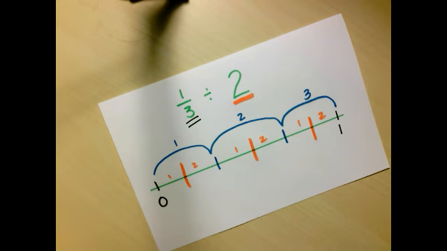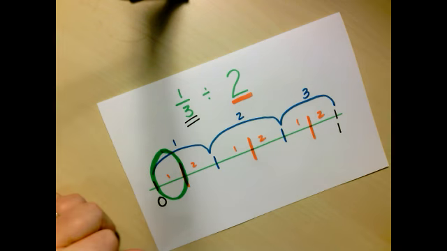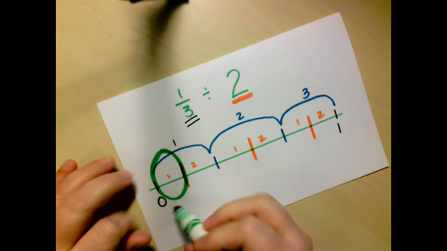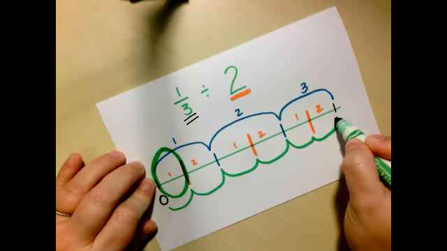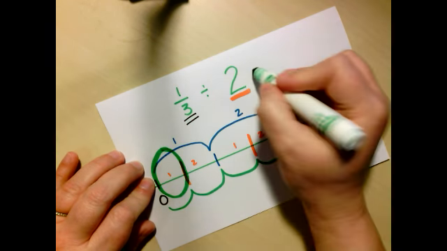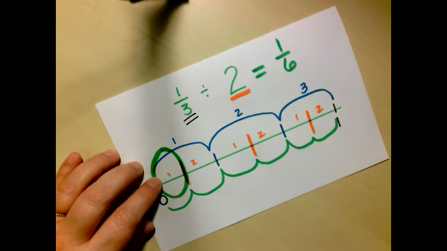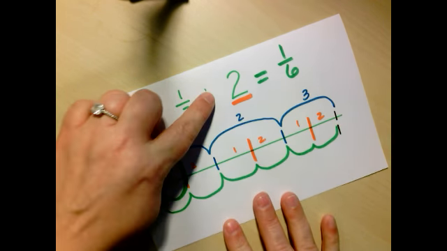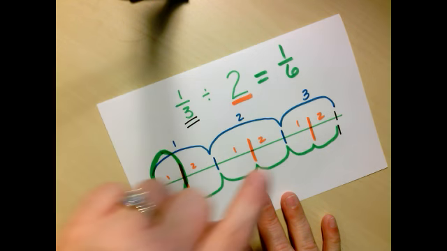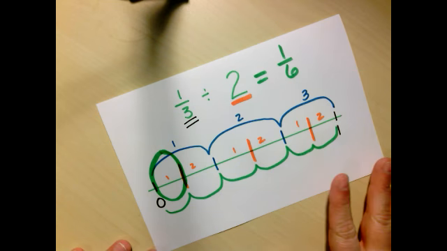Now my question is, what fraction of this is 1 little piece? Well, I can see that I have 1, 2, 3, 4, 5, 6 total pieces, and 1 little piece of it would give me 1/6. So always keep in the back of your mind that a fraction divided by a whole number is going to give you a fraction. I know sometimes you get a little confused there.